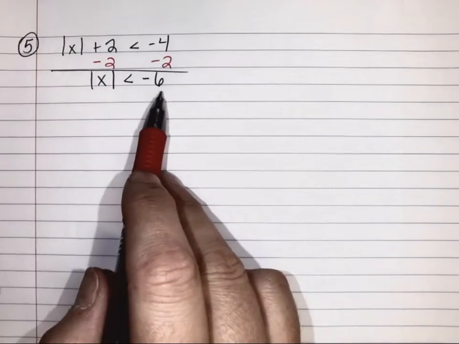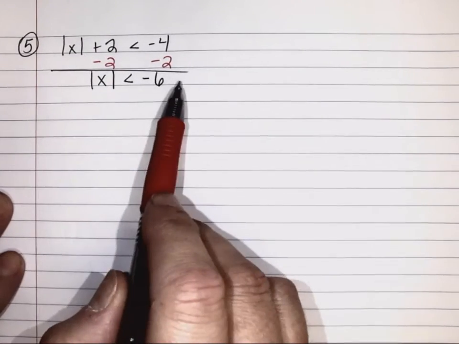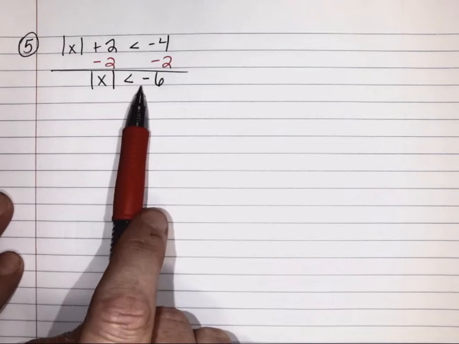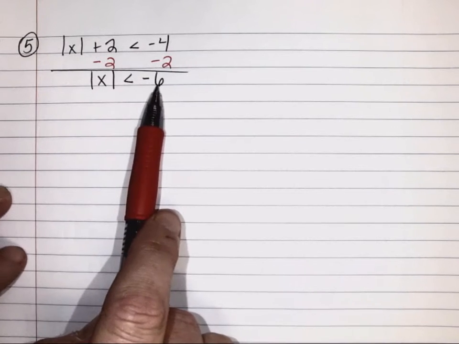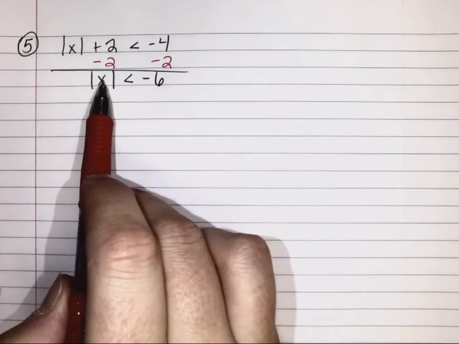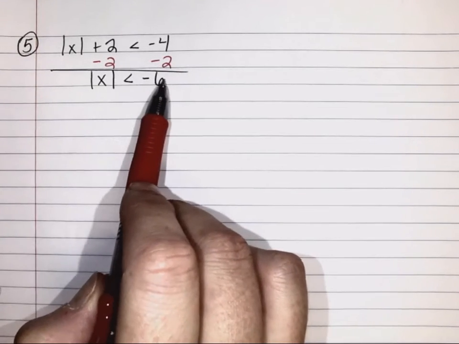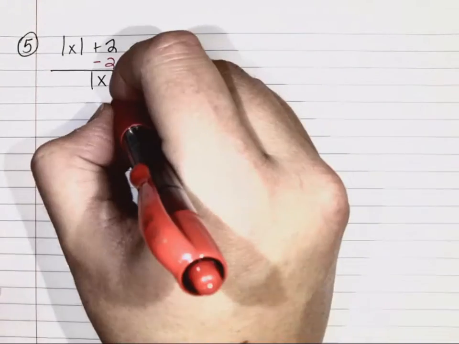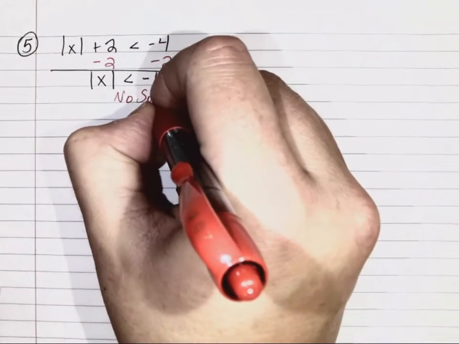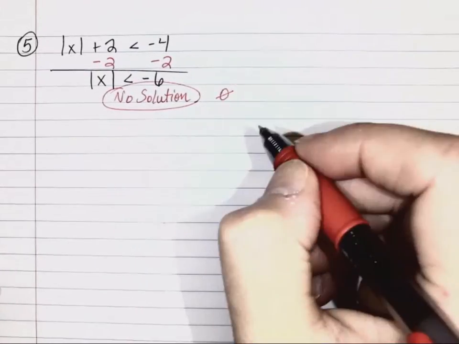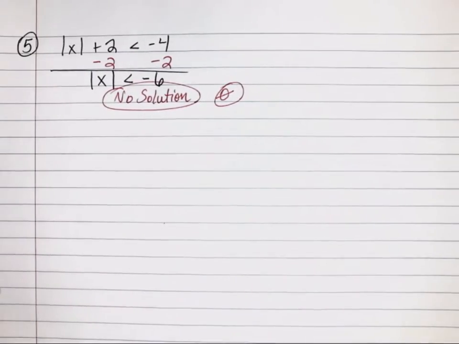Now, number 5, if I'm checking this using mental math, they're telling me the absolute value of some number is less than negative 6. Well, that cannot be the case. I can't take the absolute value of a number and actually be more negative, if that makes sense. So this is not possible. No solution. And you don't even have to do any more work. No solution for either one of those.